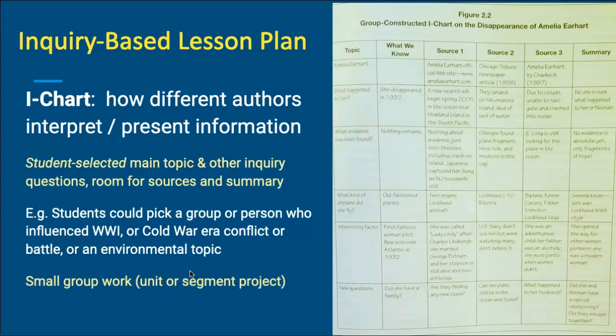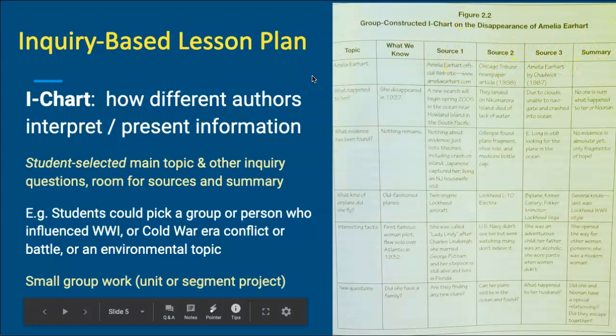For an inquiry-based lesson plan, which is what we do in the social sciences, the book recommends an eye chart, and basically this helps students understand how different authors interpret and present information. So students can select the main topic and other inquiry questions, or the teacher can, but to make it an inquiry-based lesson that is student-centered, a really great way to include and excite students is by having them select the topic. And then they leave room in this chart for sources, 3 different sources, and a summary.